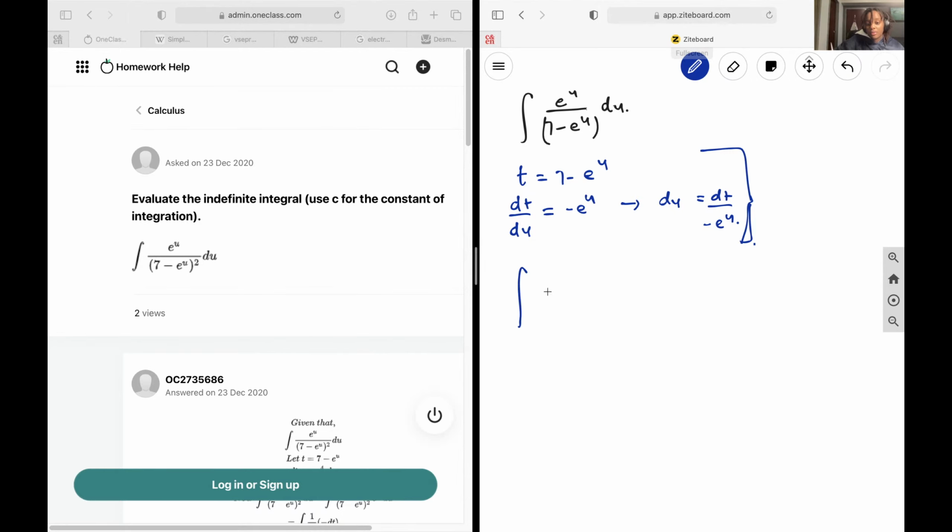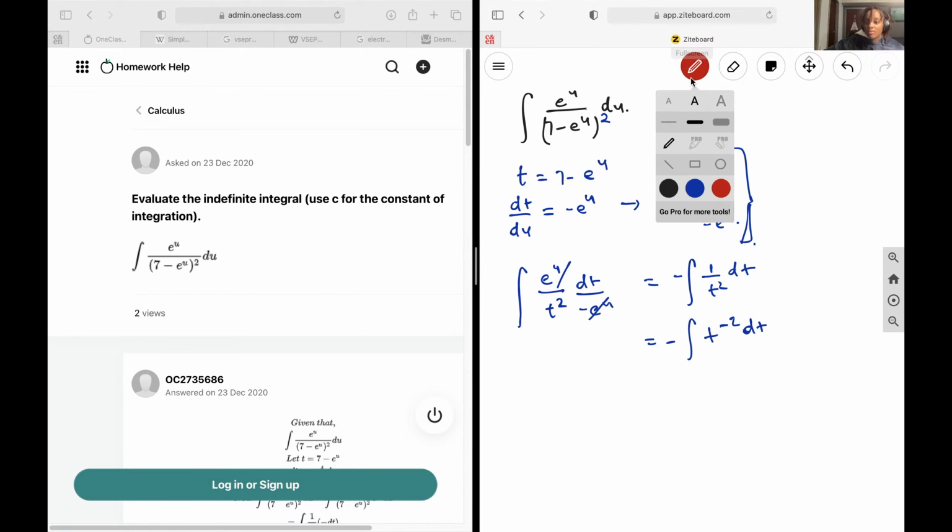And so this will become the integral of e to the u over t dt over negative e to the u. These two cancel. This becomes the integral of negative 1 over t. Sorry, this is squared, so this will be t squared. So the integral of negative 1 over t squared dt. Okay, and this will become negative the integral of t to the negative 2 dt.